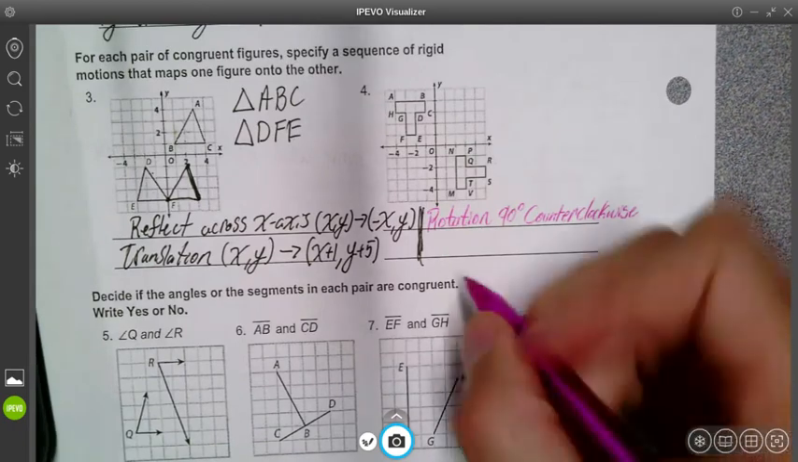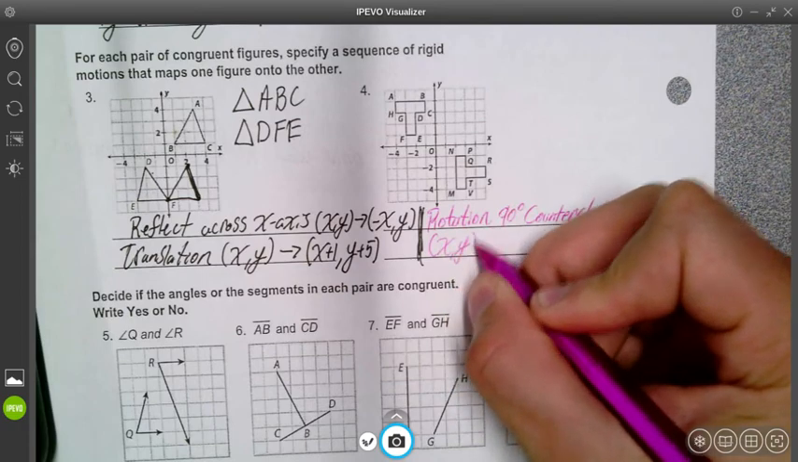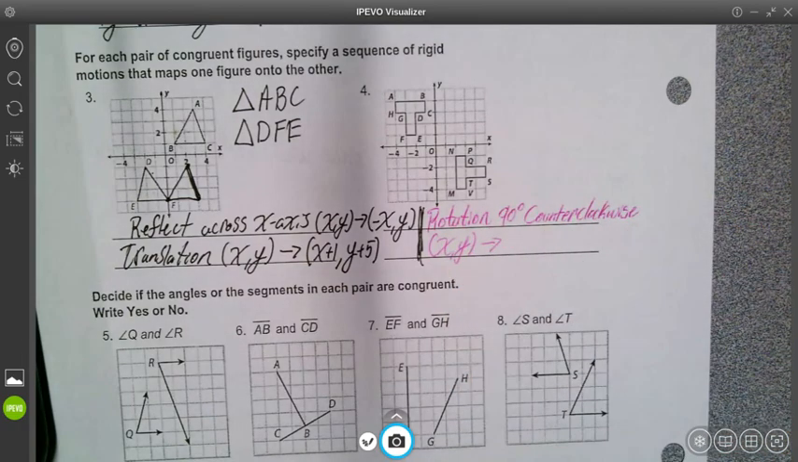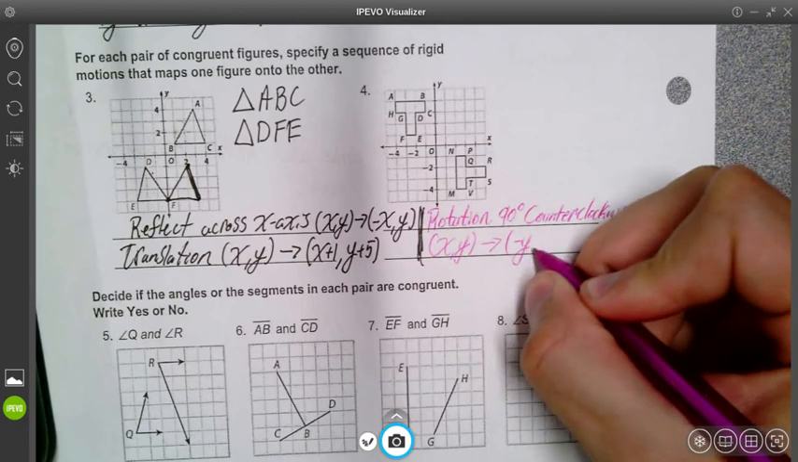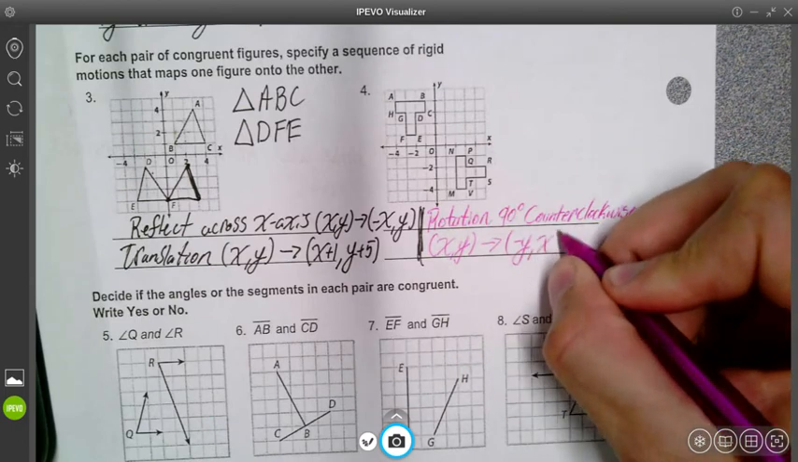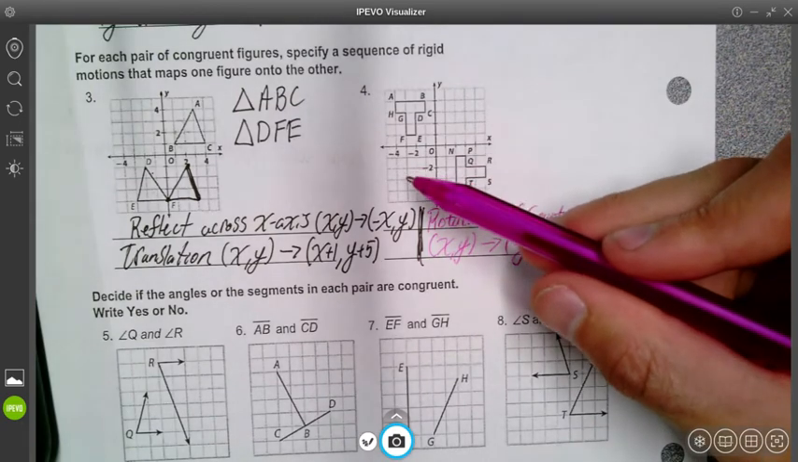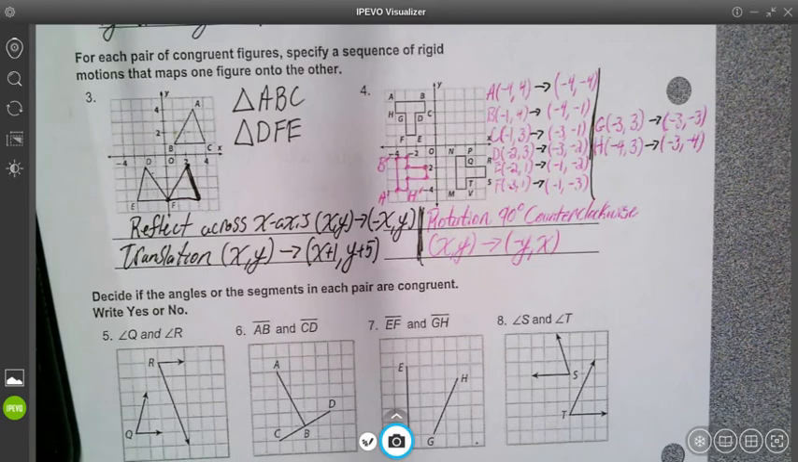And when I do this, the coordinates move from x comma y. They change and become, it looks like they'll become negative y comma x. And we can use our table that we have in your notes to figure that out. So I'm going to pause the video and graph my first transformation so I can figure out the second one.